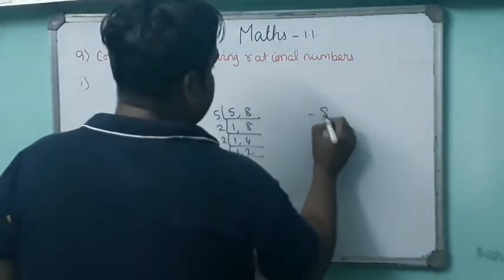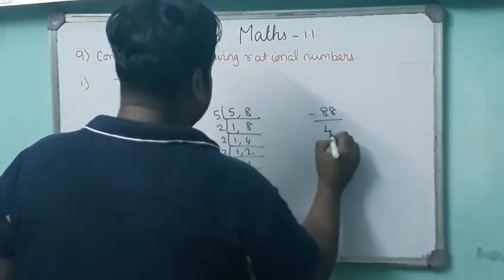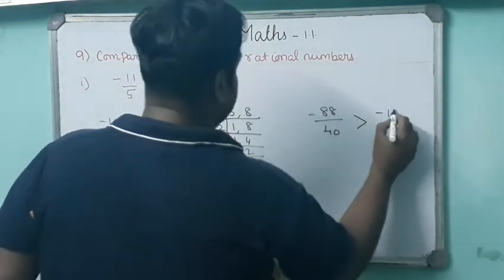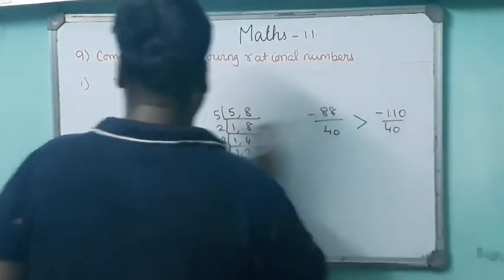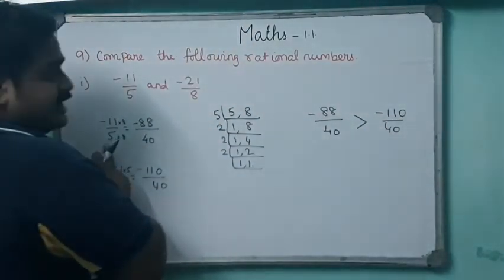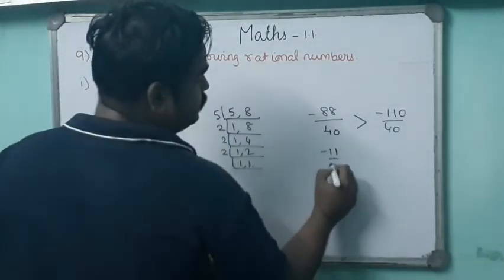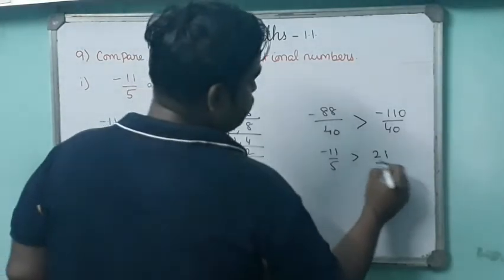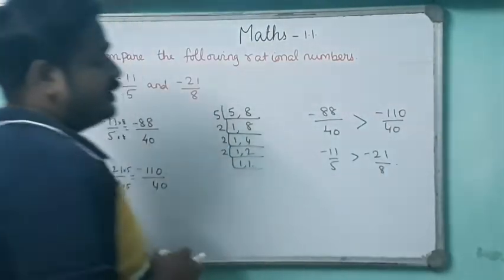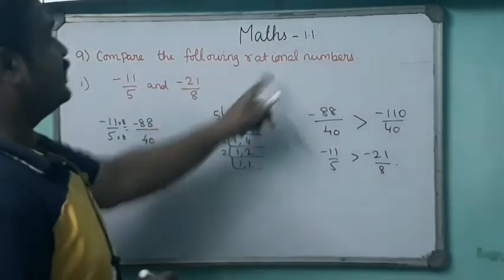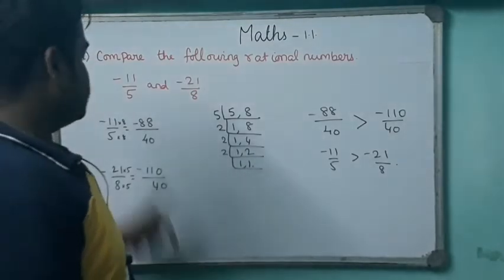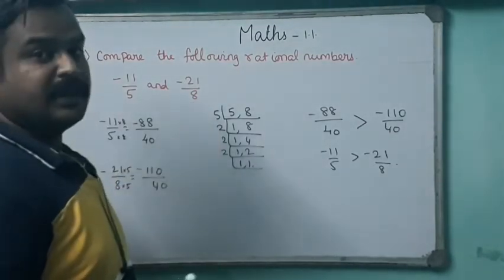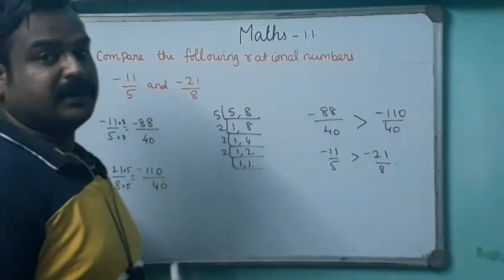So here minus 88 by 40 is greater than minus 110 by 40. So minus 88 by 40 is minus 11 by 5. This is greater than minus 21 by 8. Clear? So this is how we compare two rational numbers, right? What is the first step? You have to equalize the denominator. If the denominators are equal, you can compare the numerators.